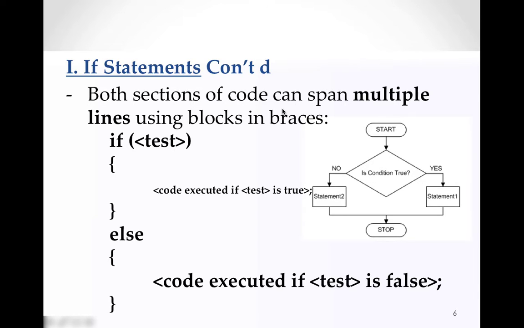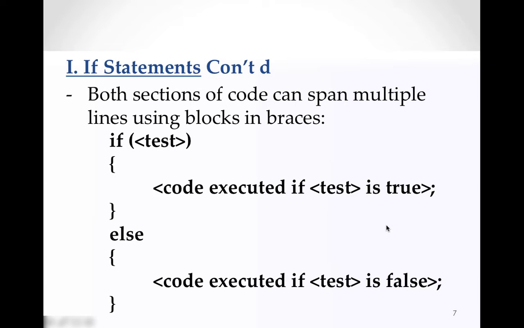Both sections of code can span multiple lines using a block in braces. If test is true, execute statement here. Else, execute this for the other condition. Start, is condition true? Yes, statement 1. No, statement 2, and stop. Both sections of code can span multiple lines using a block in braces.